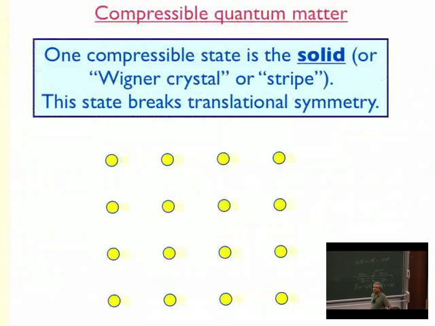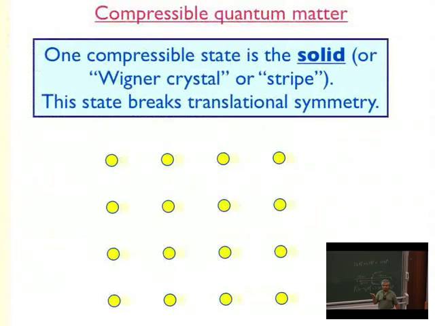You certainly have to break translation. So one way to get a compressible system is to break a continuous symmetry. Exactly. But I'm interested in compressible systems that don't break any symmetry. That's where I'm going.